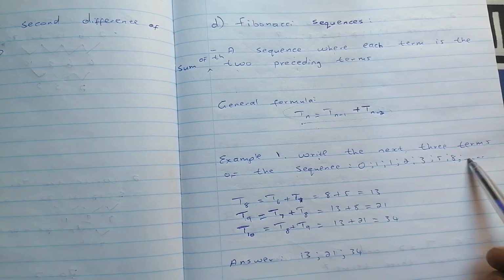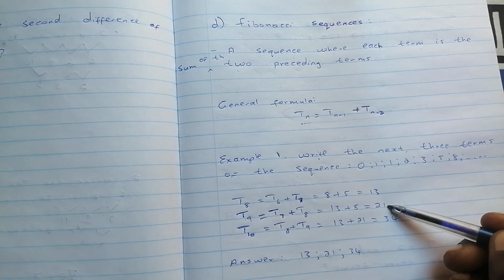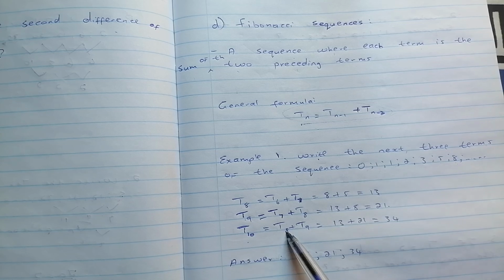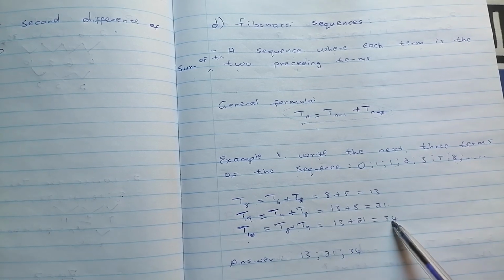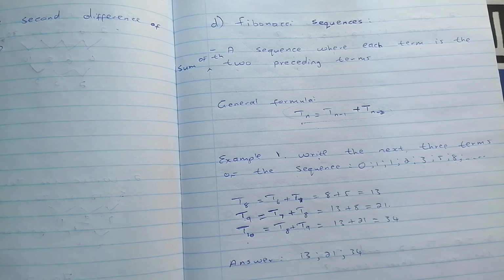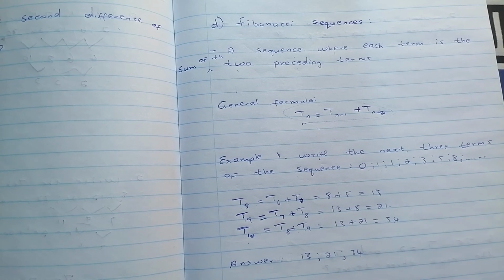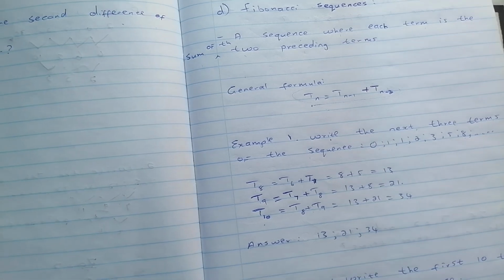So what you got here plus 8 gives you 21. Okay, to get the 10th term, you're going to say T8 plus T9. It gives you 34. That's how we work out a Fibonacci sequence. Okay, and please note that the first term of a Fibonacci sequence is always 0, all the time. Okay, so here they're saying write the first 10 terms of the Fibonacci sequence.